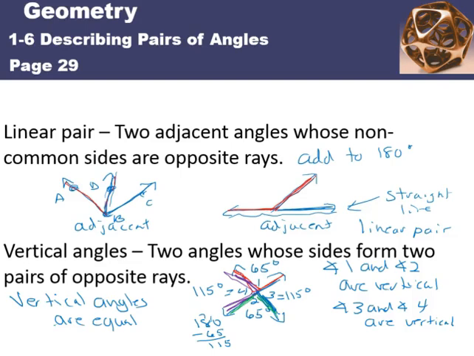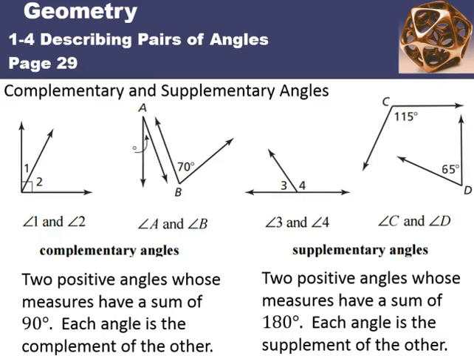Okay, and here's some pictures. So here's complementary. Complementary angles are angles that add up to 90. Do you see that these two make a right angle? So these are complementary. I think this got cut off, but this is 70 and this should have said 20. So these two angles are complementary because they add up to 90.